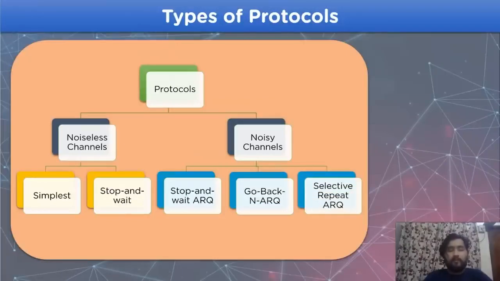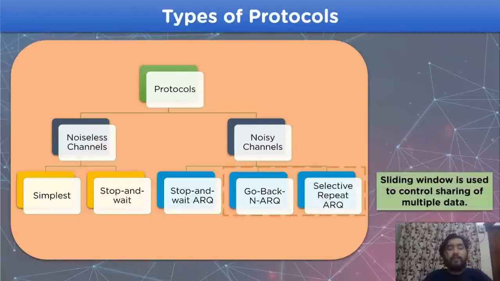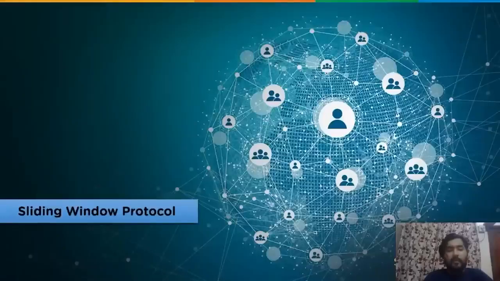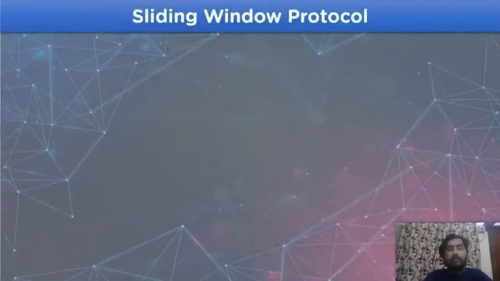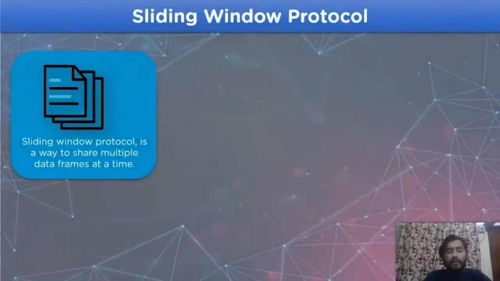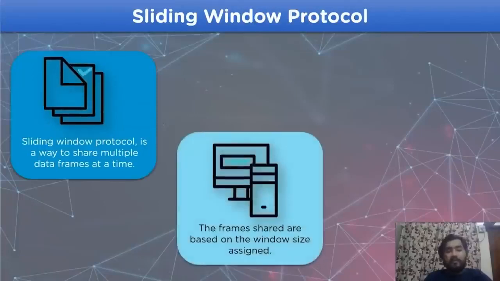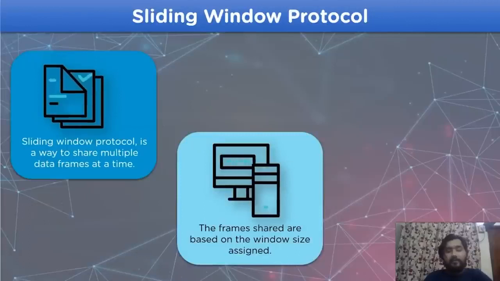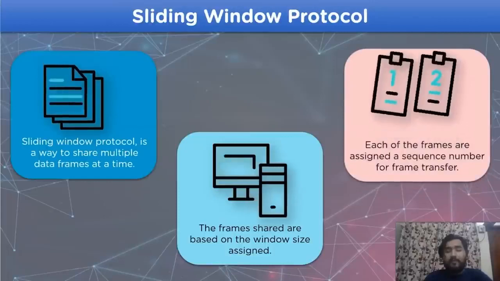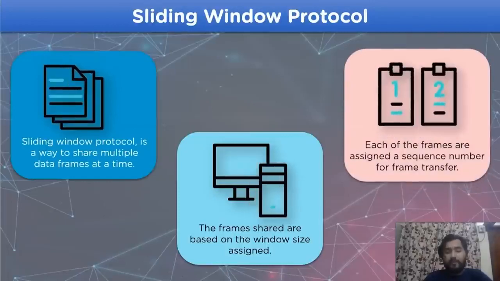In the noisy channel, go back N ARQ and selective repeat ARQ are the ones that apply the sliding window protocol for data transmission over the network channel. Now let's look into some information regarding the sliding window protocol. To begin with, the sliding window protocol is a technique that allows the sharing of multiple data frames in a network channel, where the number of frames shared is determined by the window size assigned to the network channel. Also, the frames sent during transmission are assigned a sequence number for efficient frame transmission in the communication channel.